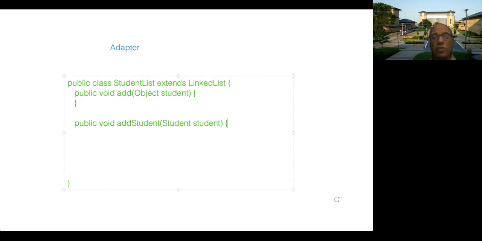And what I will do is super.add student. I will call the linked list add method myself. So I'm not allowing people to be using the add method of linked list, but they have to call the add student method. They can call the add method, but nothing will be accomplished. So this is called a class adapter.